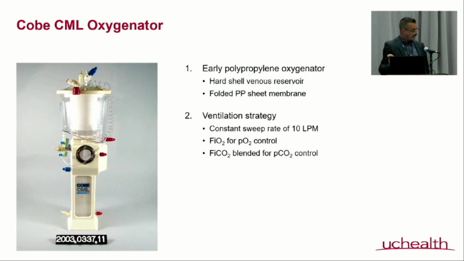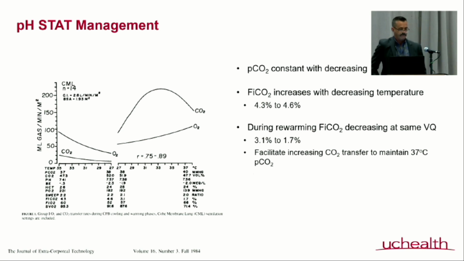And so the ventilation strategy for this oxygenator was to keep a constant sweep rate at 10 liters per minute. And you controlled the PO2 by changing the FiO2, and you controlled the PCO2 by blending carbon dioxide into the ventilating gas, or controlling the FiCO2.